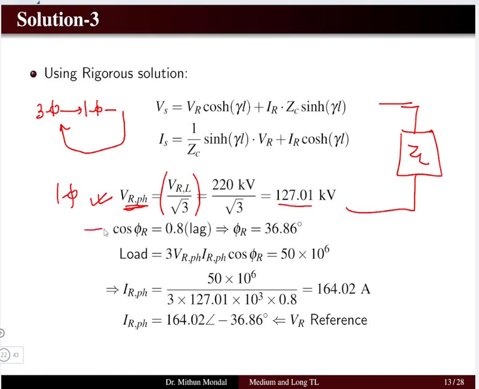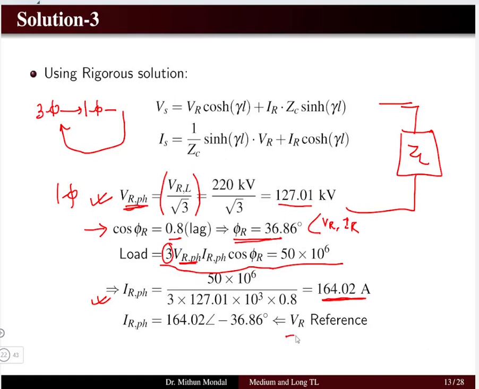Now the power factor at the receiving end is 0.8. So we can determine the angle of the receiving end, that is the angle between the voltage and the current, which is 36.86. Now from the load power information, we can determine the receiving end current per phase. Now here we have used the term 3, then we have to use here the phase voltage only. So we will get the receiving end current per phase equal to 164.02 ampere.